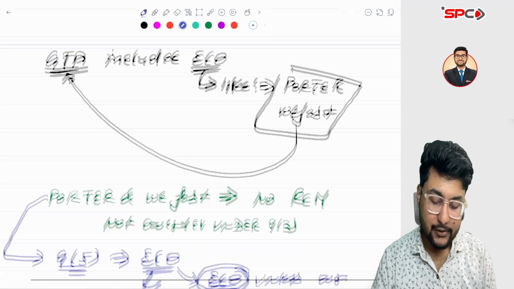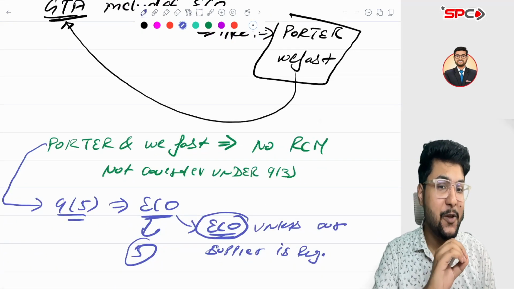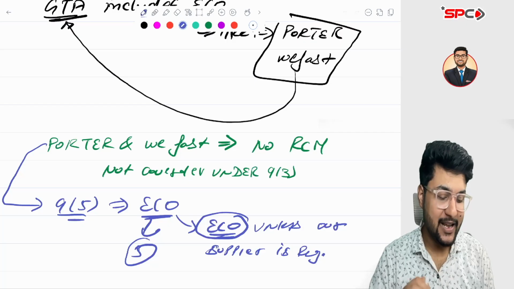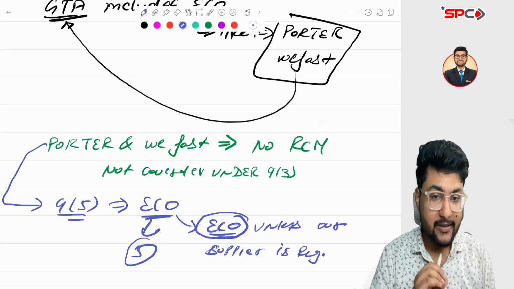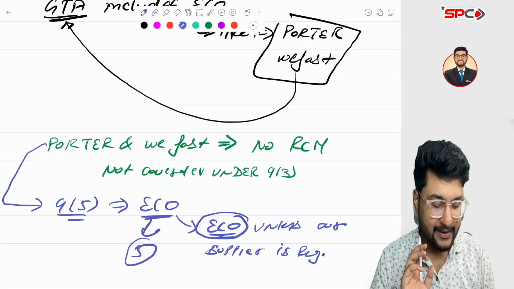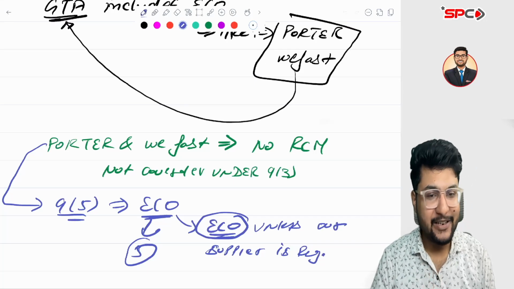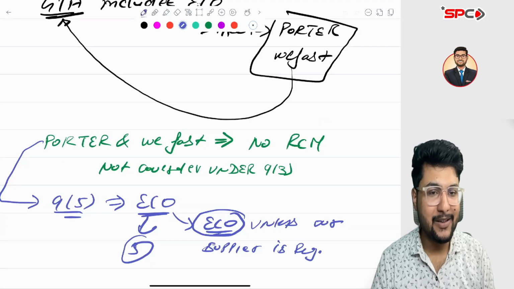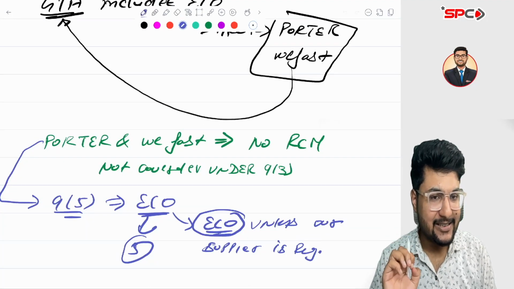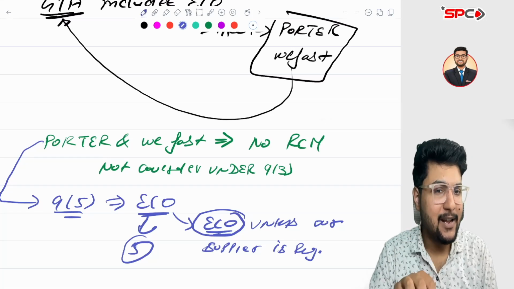Then what, sir? A specific entry under 9(5), which is related to e-commerce operators, has been introduced, and in that case any local delivery through an e-commerce operator is covered under 9(5), and the e-commerce operator will pay the tax, like Porter and VFast will pay the tax, and no supplier will pay the tax unless a transporter uncle, that is our supplier, is registered.